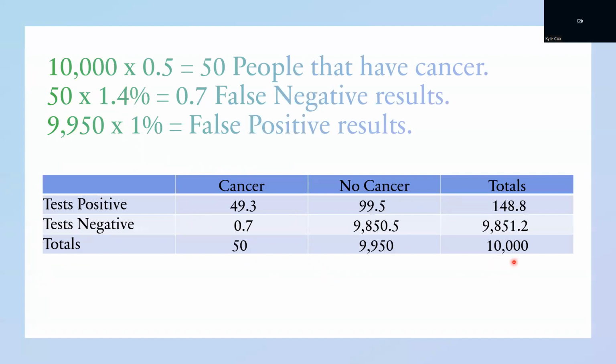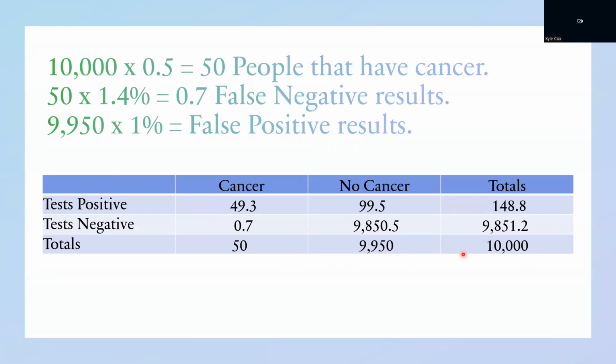We're going to use 10,000 people as the population for this example. So starting with the incidence rate, 10,000 times 0.5% gives us 50 people with cancer. So the remaining 9,950 would not have cancer. The table allows us to add this up and get this total here, so you can confirm that that math is correct.